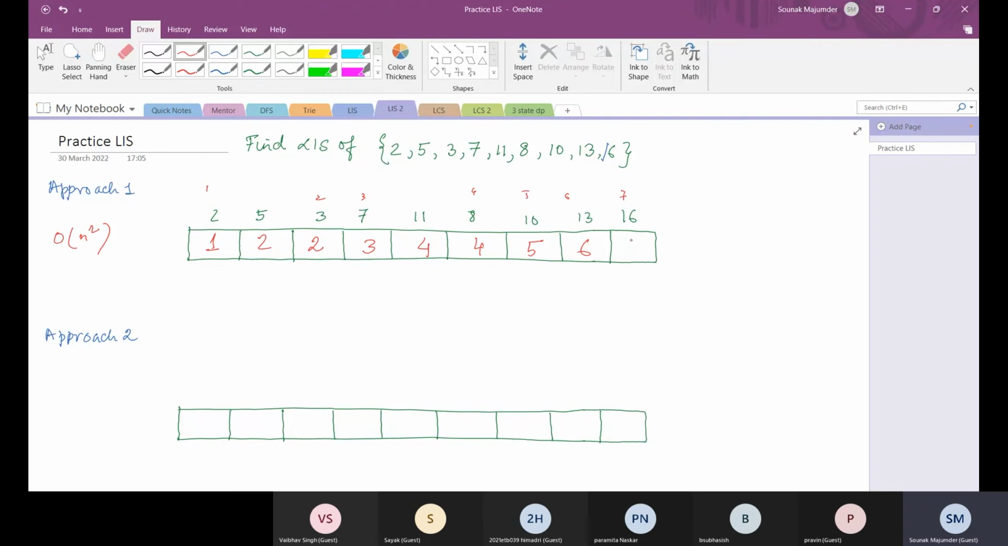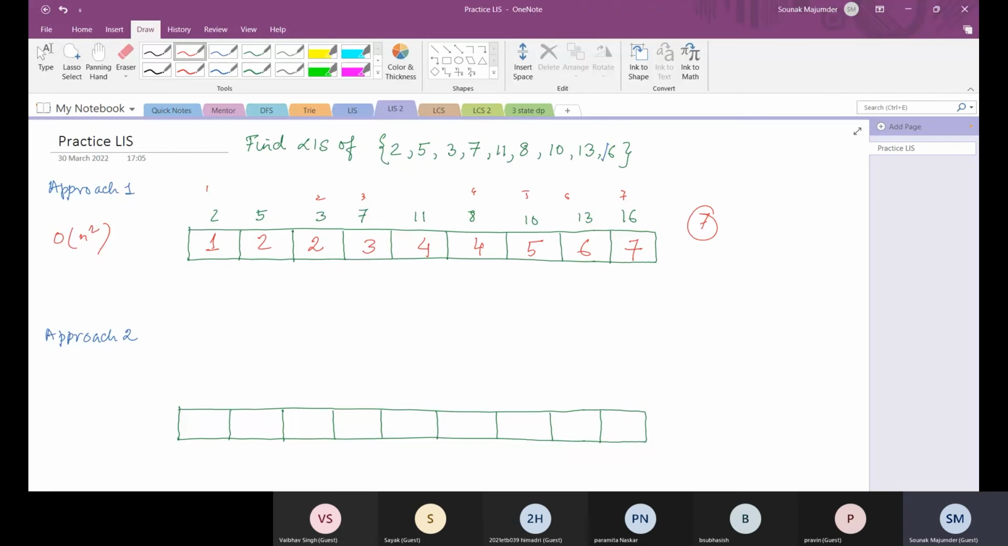So okay, 16, all of them are less than that, but the maximum is 6, so it's 7. So the maximum is 7. So let's now do it using the second approach, n log n.